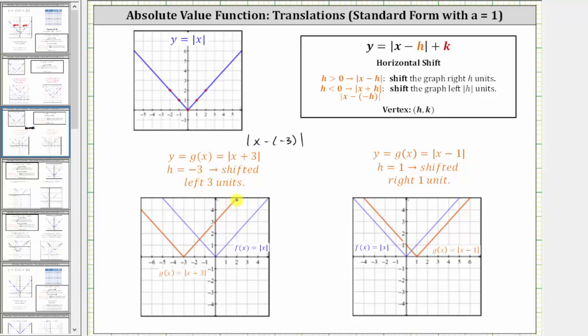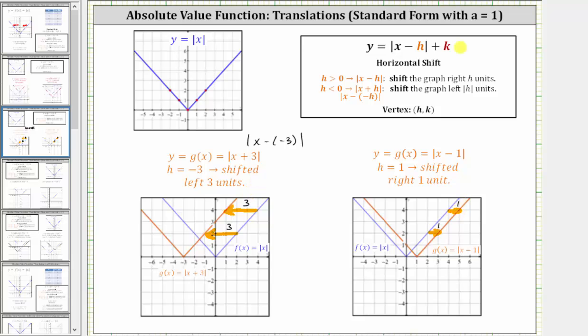And so notice how the graph would be this orange graph here, where we have the parent graph or basic absolute value function graphed here in blue. We shift this left 3 units to form the graph of y equals the absolute value of the quantity x plus 3. And then to graph y equals the absolute value of x minus 1, because we have subtraction here, the graph is shifted right 1 unit because h is positive 1. So again, the blue graph is the basic absolute value function. We would take this graph and shift it right 1 unit to graph the given function.